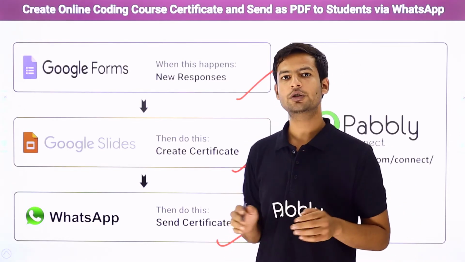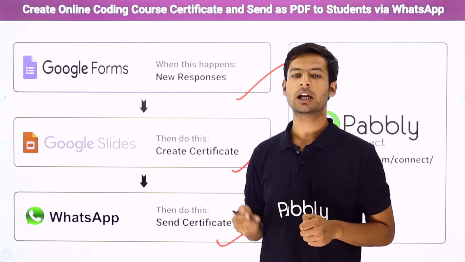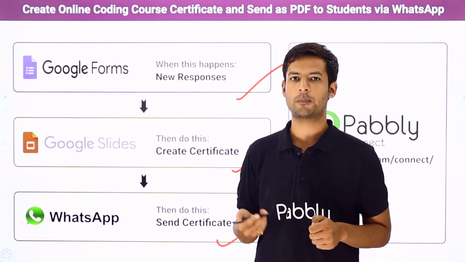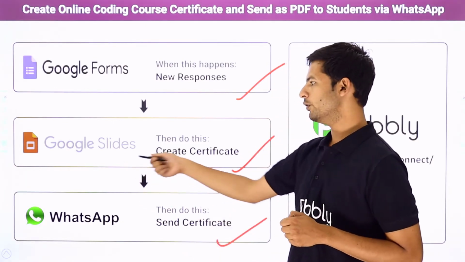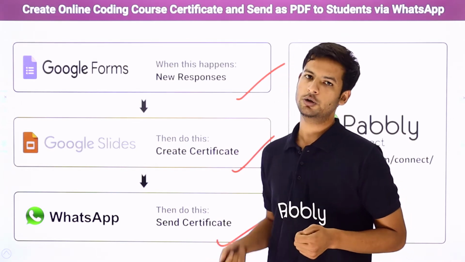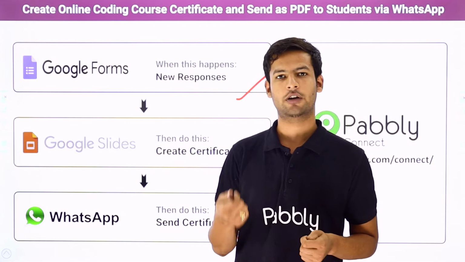So for this I have used three applications here. First, I have used Google Forms to create online forms. Here I have used Google Forms, but you can use any other platform like Typeform, Jotform, Pabbly Form Builder, etc. Then I have used Google Slides to create the certificate, and finally I have used WhatsApp. You know, it's a famous chatting app to send the message and the link of the certificate.